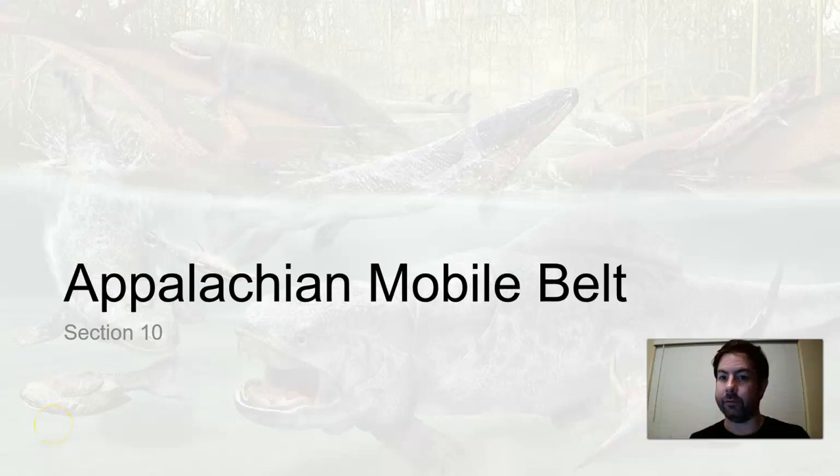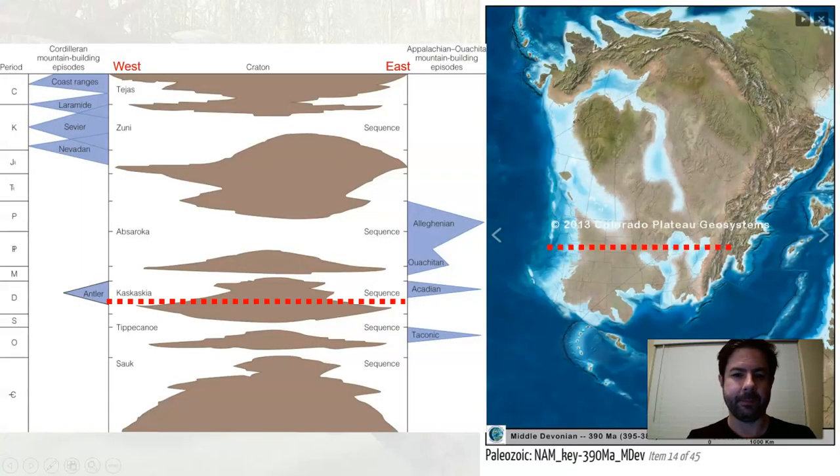All right, let's go back over to the East Coast, or at least what is now the East Coast of North America. And let's talk about the Appalachian Mobile Belt. A few more series of events that took place over there.